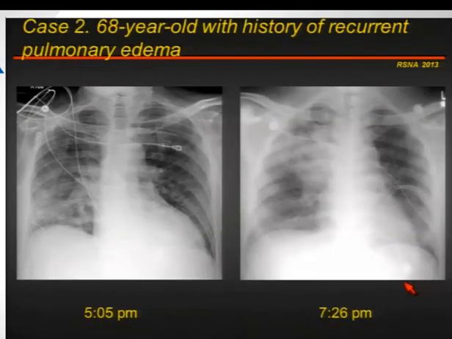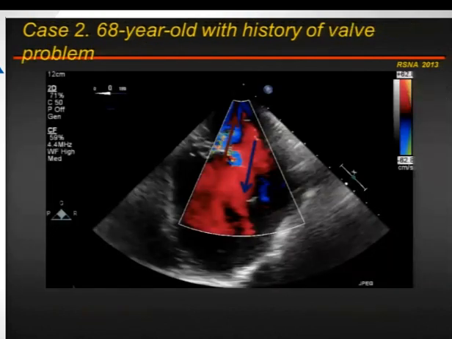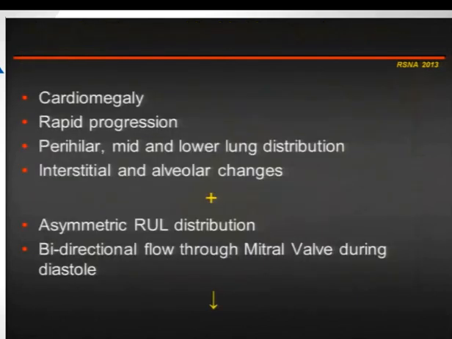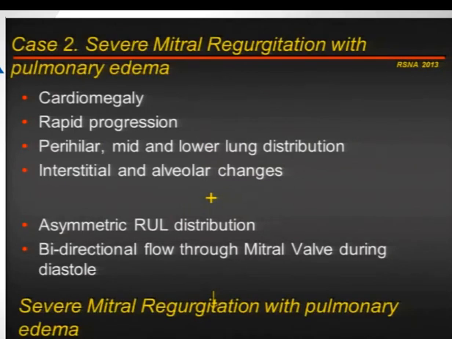The next case is a 68-year-old patient who has a history of recurrent pulmonary edema. His first radiograph demonstrated subtle opacity in the right lower lung that rapidly cleared up, but on the subsequent radiograph, we see very conspicuous opacity in his right upper lobe. The echocardiography that was undertaken has shown a bidirectional flow during diastole through the mitral valve. Those findings correspond to the asymmetric right upper lobe distribution in a patient who has severe mitral regurgitation with subsequent pulmonary edema.